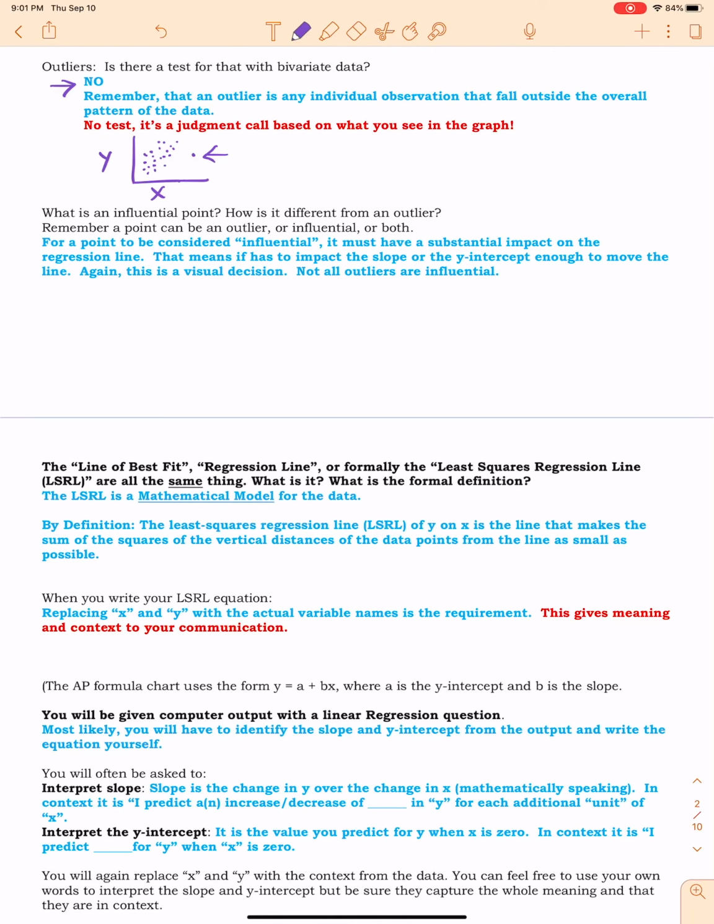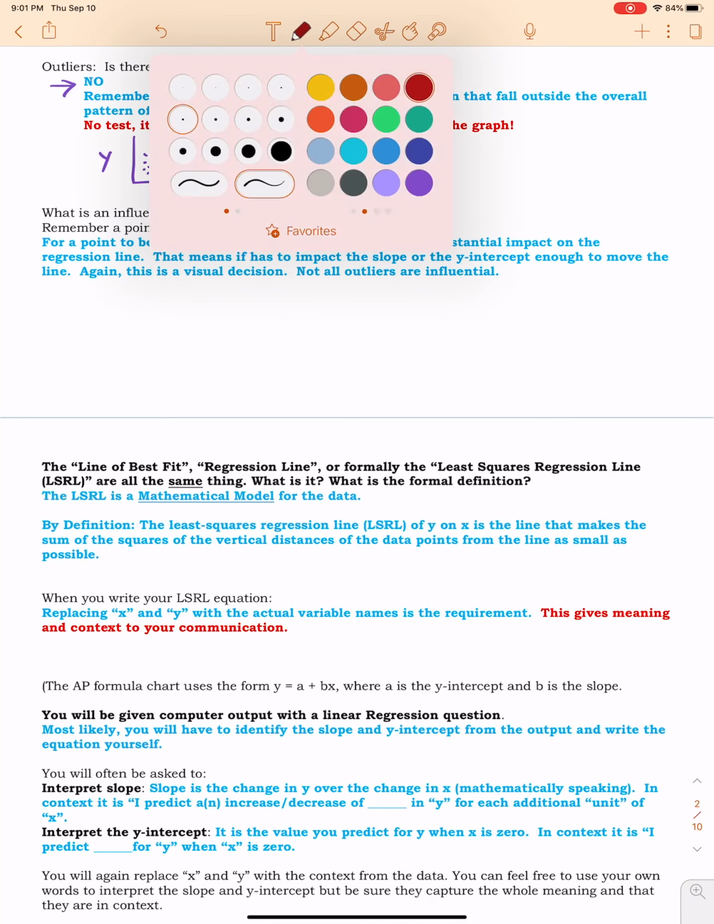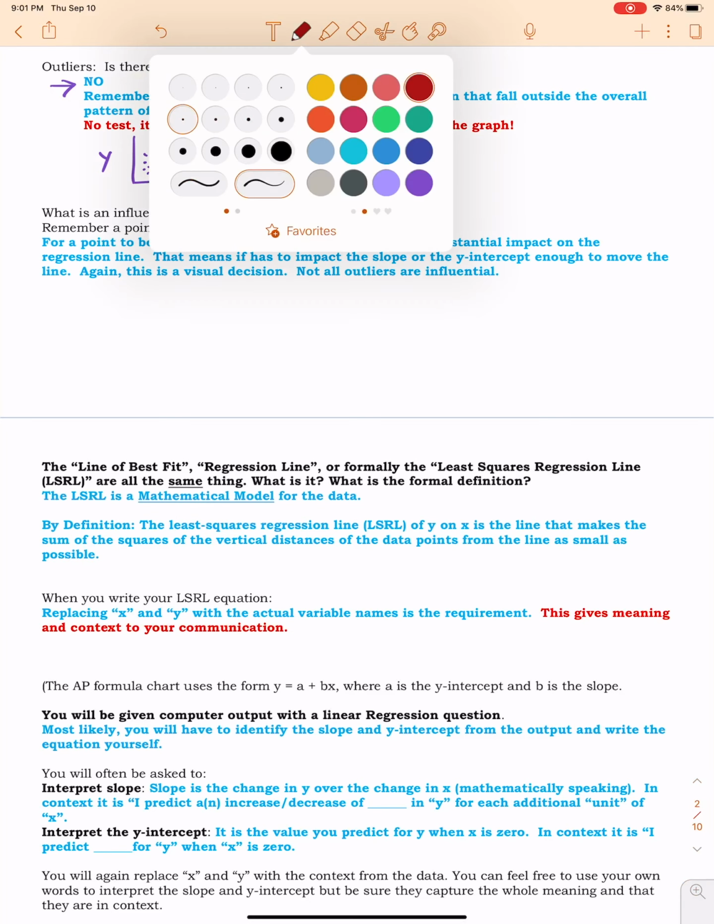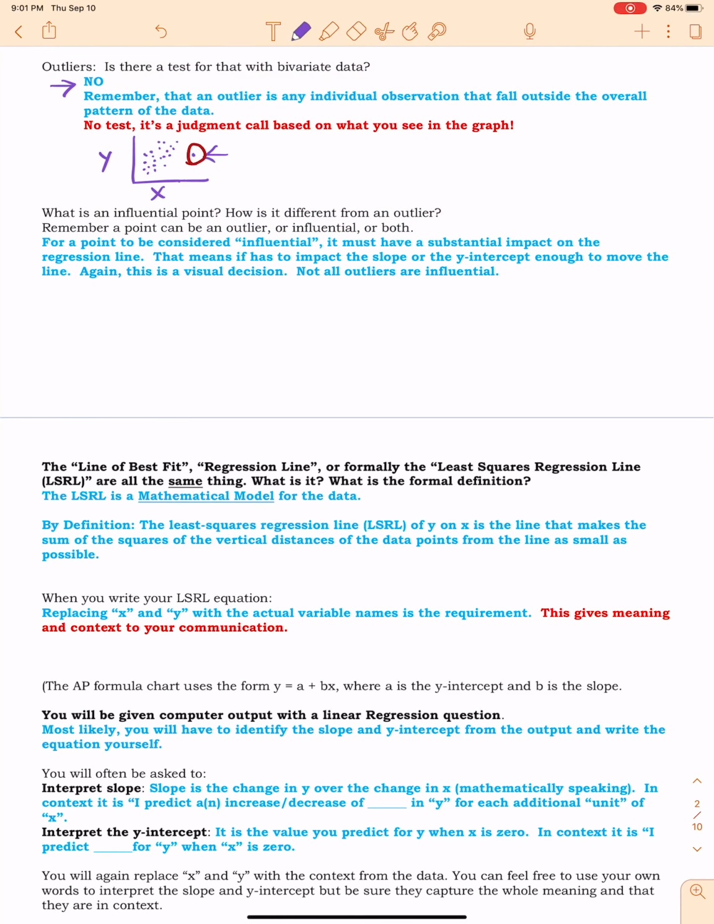Okay, AP Statistics, we are going to talk more about outliers and what they mean and some influential points. What does that mean? In the last video, I ended by mentioning that anything that lies outside of the overall pattern of the data is going to be an outlier. And I showed you a little picture of what an outlier would look like. So let's look at some more of this.